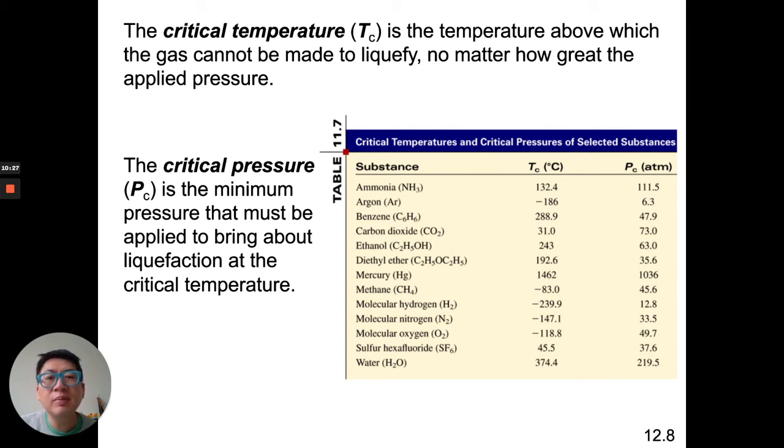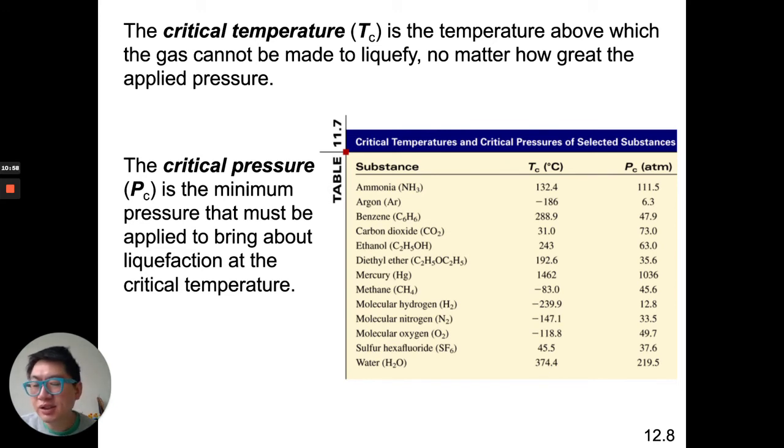It cannot be turned back into a liquid, no matter how great the pressure. If you happen to be at the critical temperature, 374.4 degrees Celsius, it can turn back into liquid at a certain pressure. That pressure is called the critical pressure. Critical pressure is the minimum pressure that must be applied to bring about liquefaction, or turn into liquid, specifically at its critical temperature.